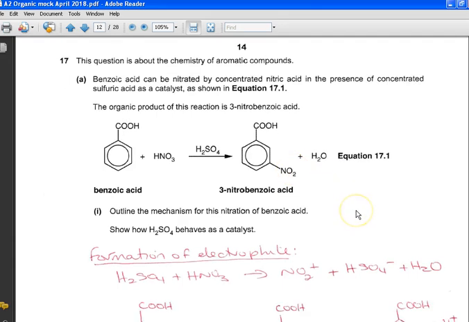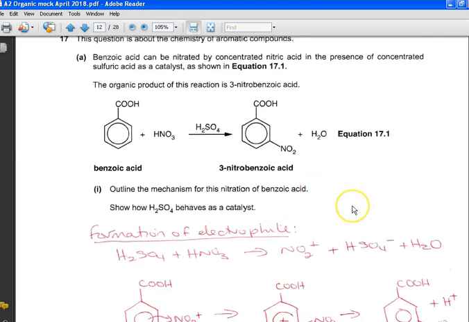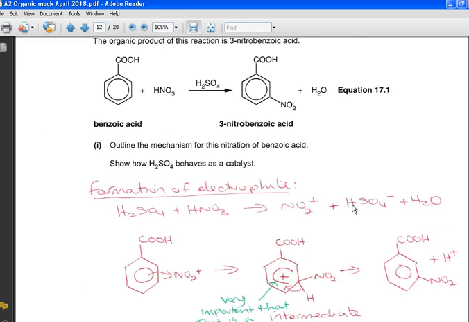Right. Okay. So now we're looking at benzene, thinking about the reaction. So obviously we've moved on to second year stuff now because we didn't do this in the AS year. So you're asked to outline a mechanism for the nitration of benzoic acid and show how sulfuric acid behaves as a catalyst. So you've got to put all that information in to be able to get all the marks for this question.